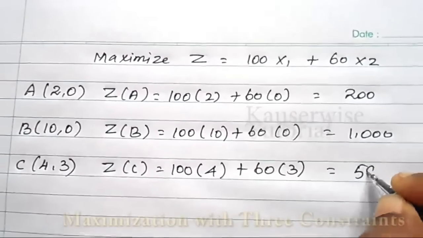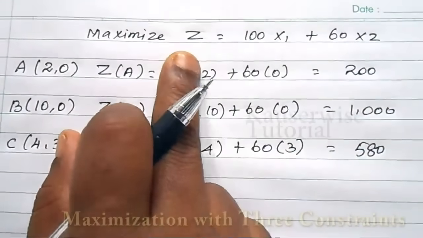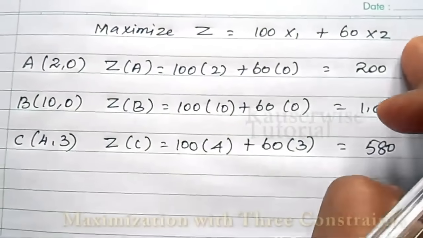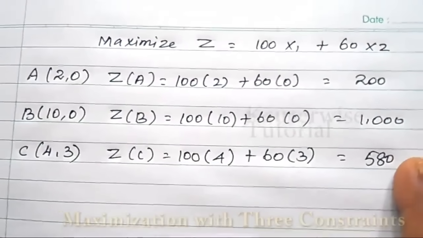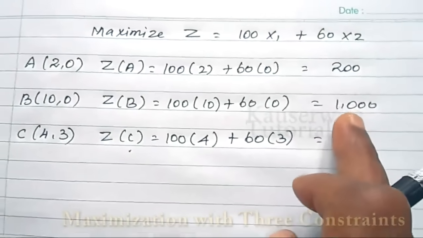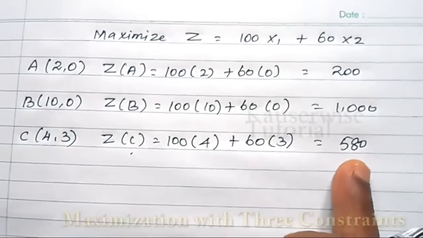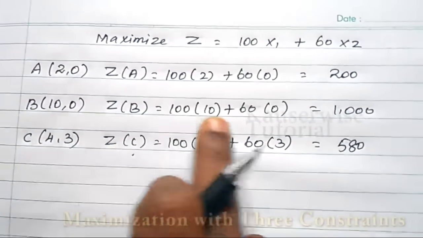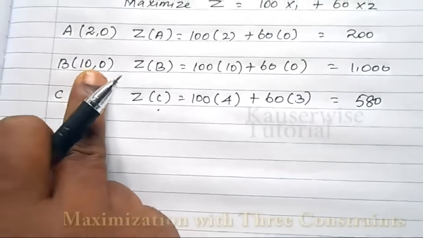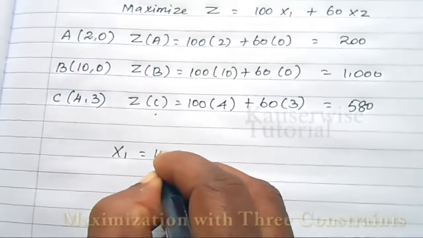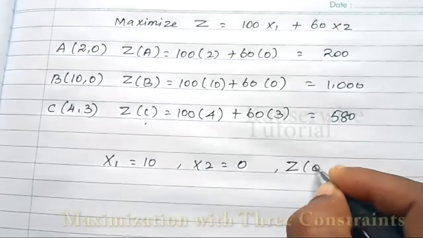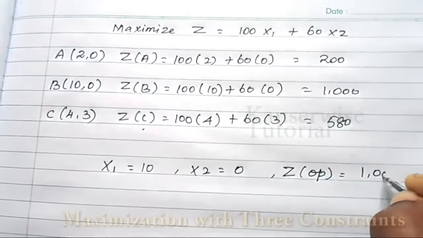Total 580. Since the type of the objective function is maximization, the solution corresponding to the maximum z value is to be selected as the optimum solution. Look at the z values: A is 200, B is 1000, C is 580. So B is the maximum value. Hence, the corresponding solution is x1 is 10, x2 is 0. Z optimum value is 1000.